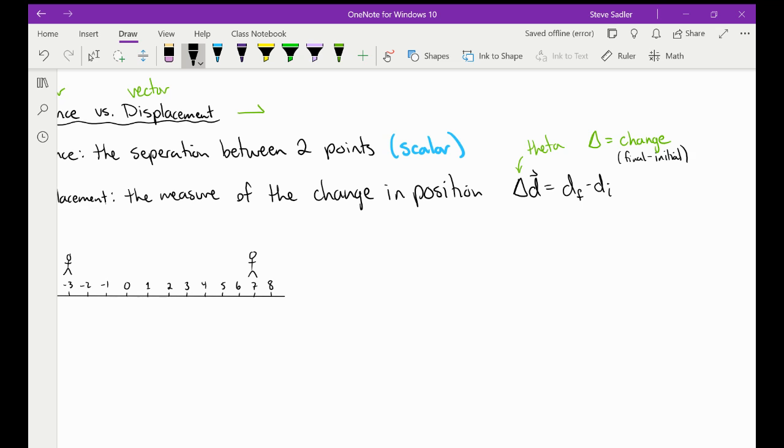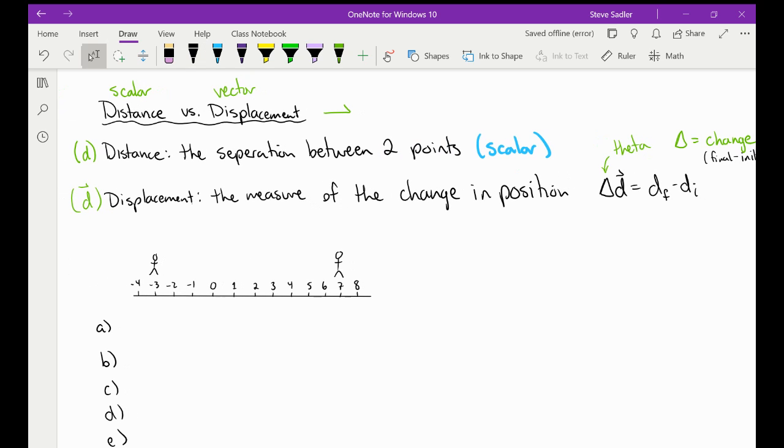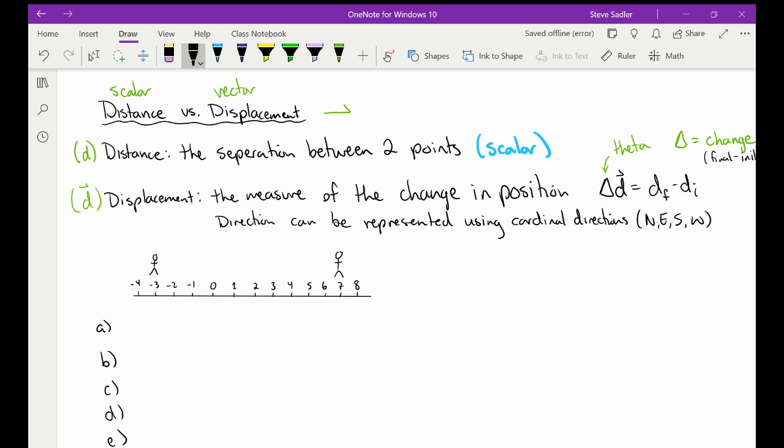All right, so with a vector, sorry, we need to have some sort of direction. So direction can be represented using your cardinal directions. That's your north, east, south, west, or with positive or negative values. And I'll show you what I mean by that.